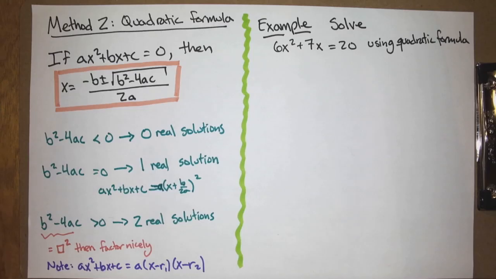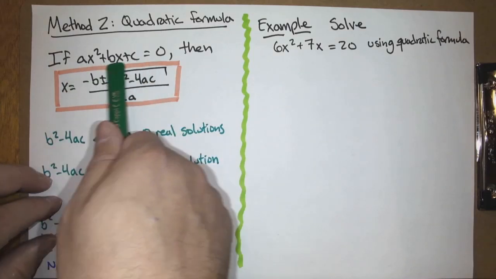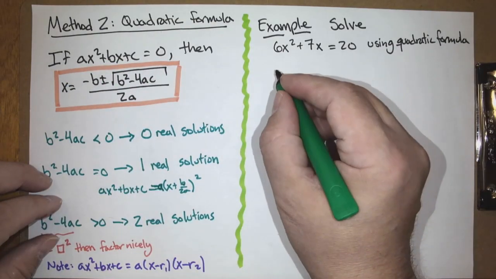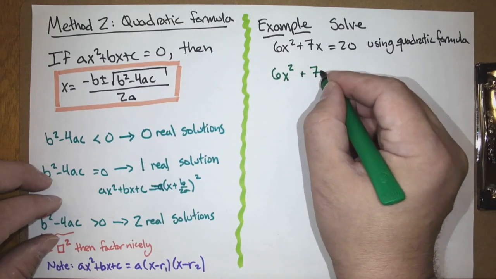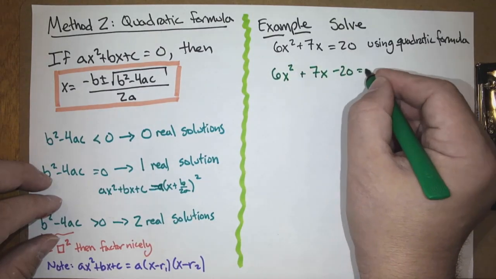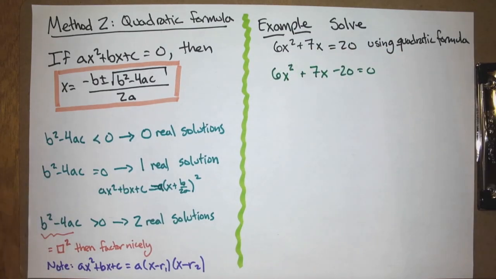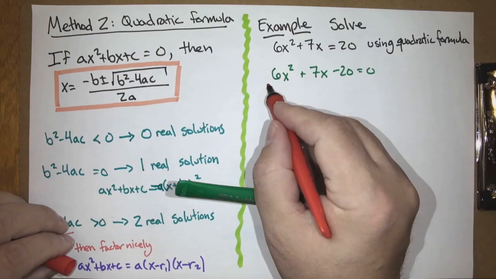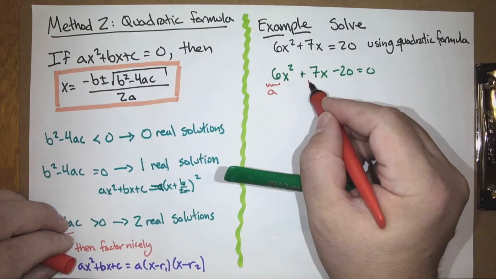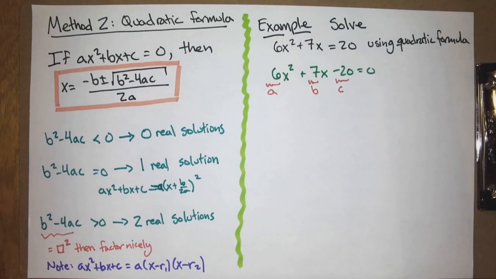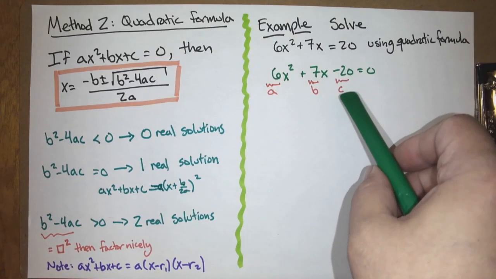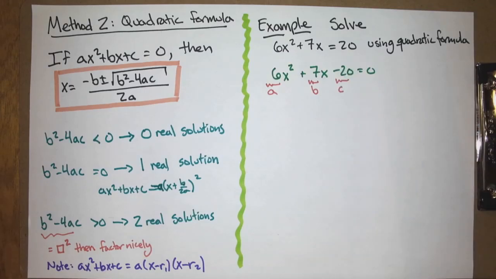Yeah, set it equal to 0. We want it to look like this expression so that we can identify the a, b, and c. So you have 6x squared plus 7x minus 20 equals 0. We bring things across by subtracting them over. And at this point we can say, aha, we see a, b, and c. And the negatives are part of it. So c isn't 20, c is negative 20.